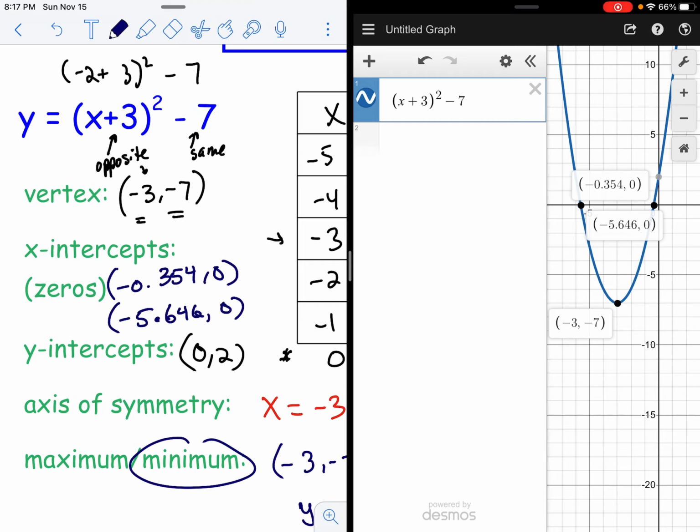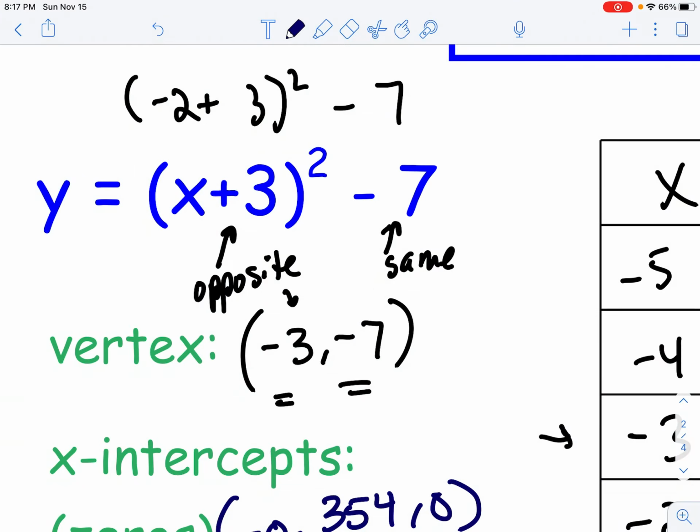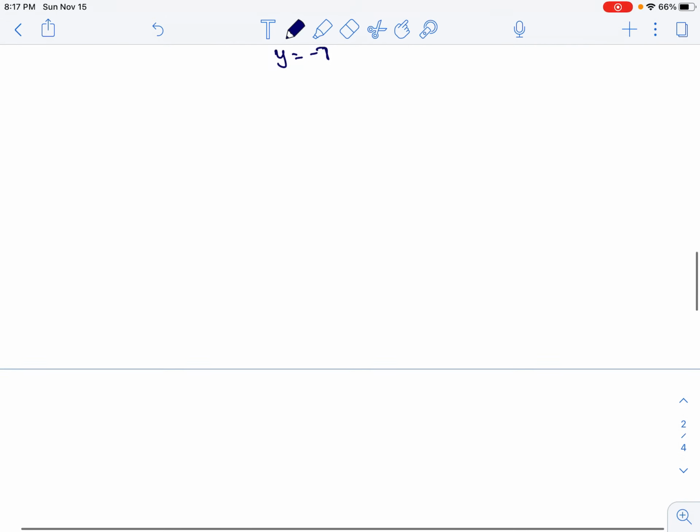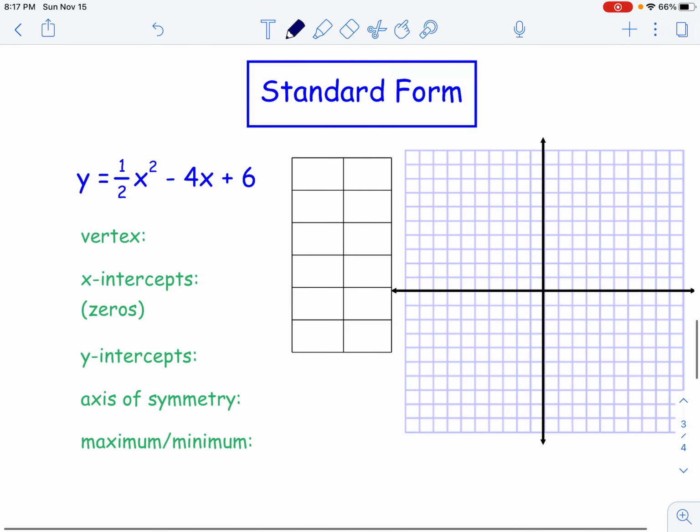There are ways to solve this algebraically. We'll look at that in a different lesson. But if we're just using the graphing calculator to find those, then that's how we would do that. All right, I'm going to move Desmos out of the way for just a moment here. We'll come back to that in a second, but let's get back to our notes here. Okay, so let's look at the next form. This is called standard form. And unlike vertex form, we can't tell where the vertex is based on the equation. We would have to do some algebra to figure that out. But for now, we're just going to use Desmos to figure that out.